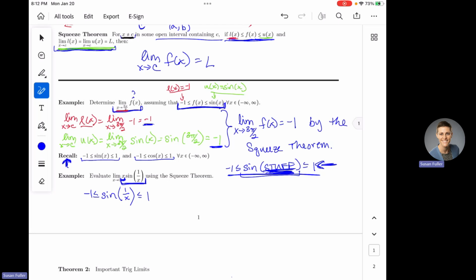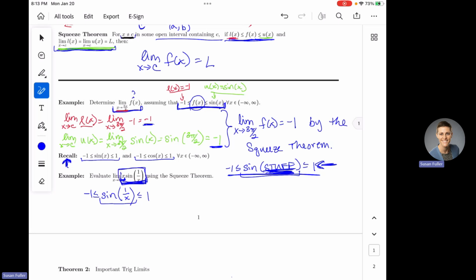Okay, that's great and all, but I don't need an upper and a lower function for just the sine of 1 over x. I need an upper and lower function for x times the sine of that stuff. So I want my entire f of x to be in the middle. So now I'm going to multiply or divide or add or subtract whatever I need to make my middle function match the function that I was given.